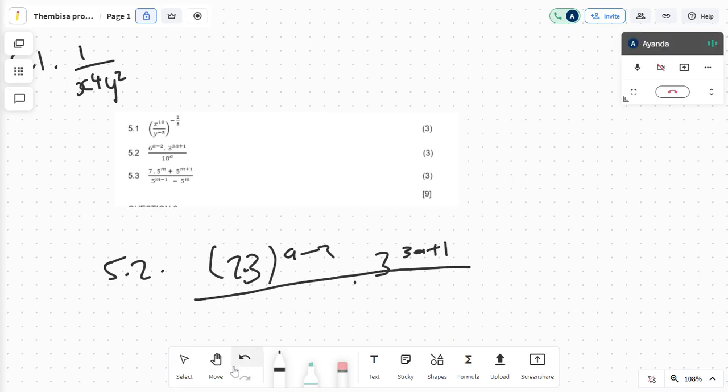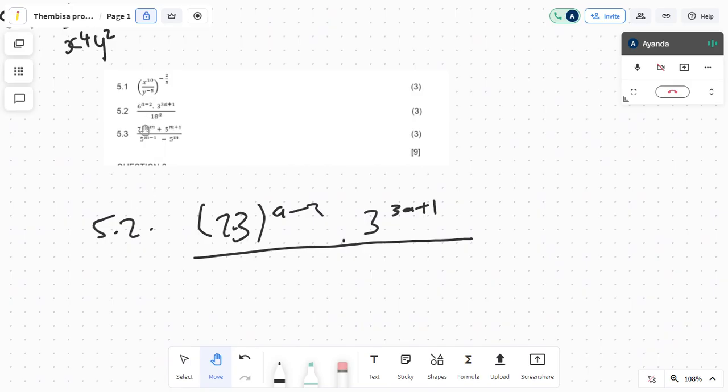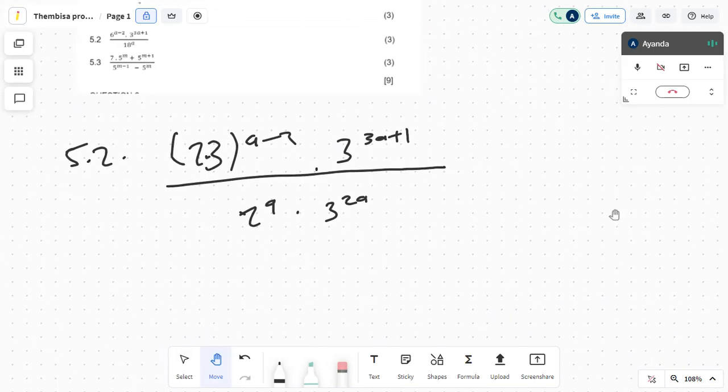And how about 18? Well, for 18, we know that 18 is 2 times 9. So 9 can be rewritten as 3 squared. So we can have 2 to the power of a times 3 squared times a. So that's going to be 3 to the power of 2a. So we've changed it into its prime bases. And now we're going to expand these multiplications that we have over here.